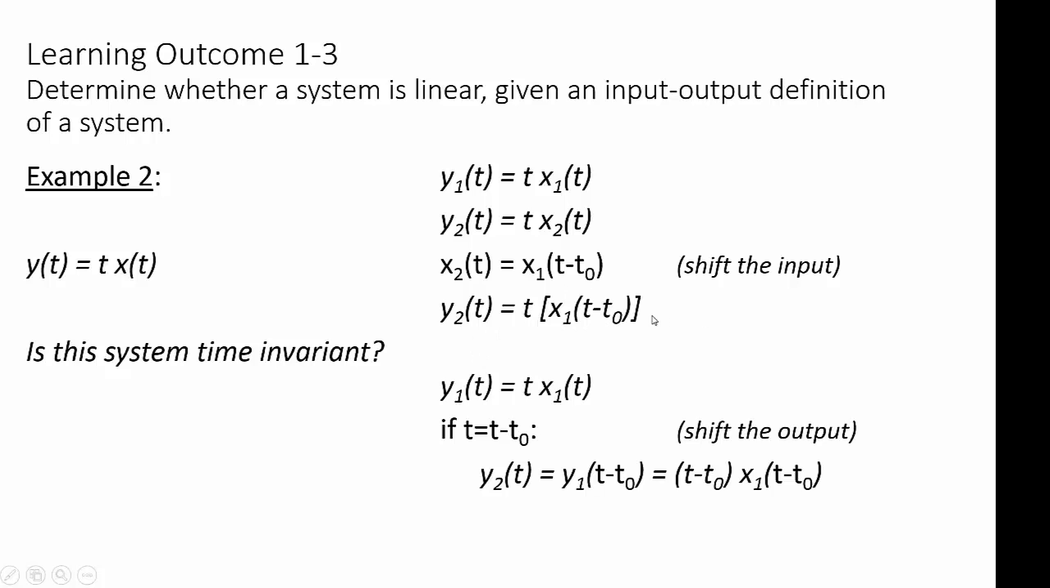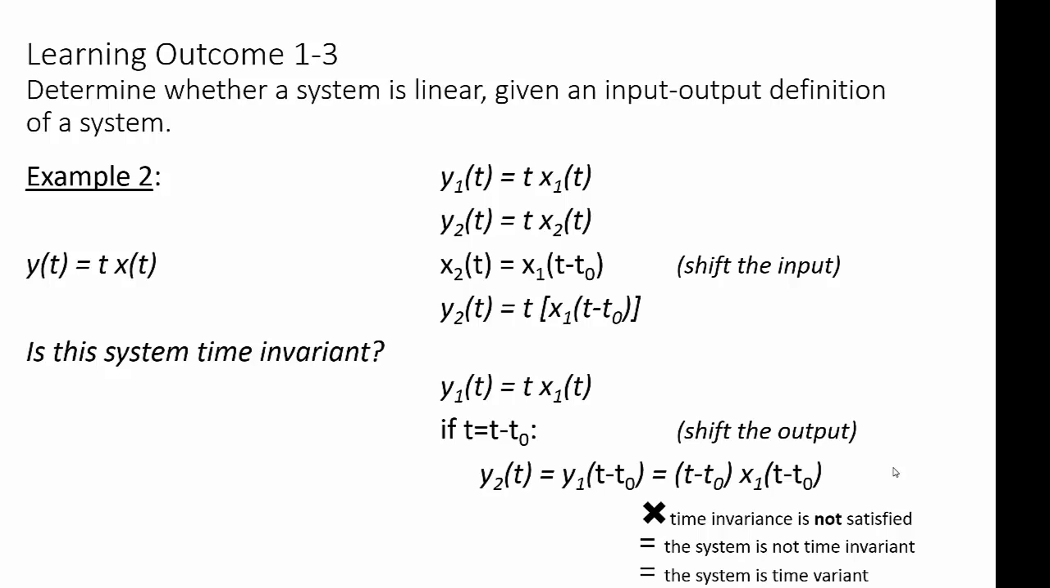What does y2 look like when we shifted our input? What does y2 look like when we shifted our output? Are these two the same? This time they are not, so we say time invariance is not satisfied. This is equivalent to saying the system is not time invariant, or saying the system is time variant. You've got to be really careful here, because in one case we have a not, and the other one we do not have a not. So you've got to be really, really clear not just to say yes or no as the output for this question.